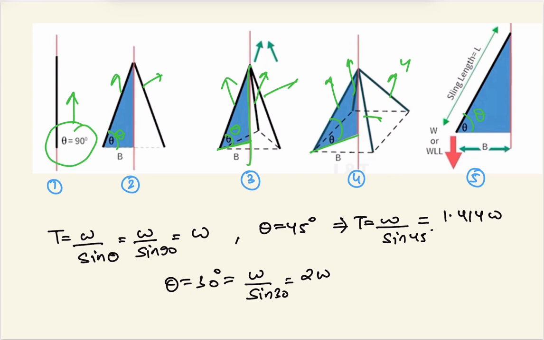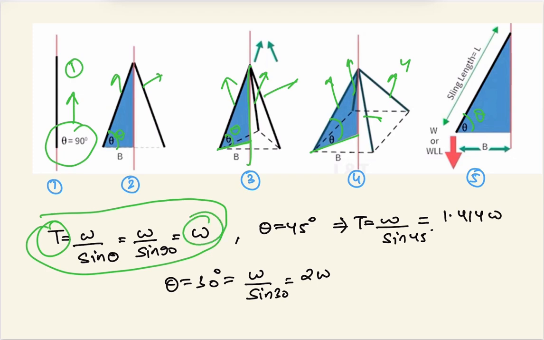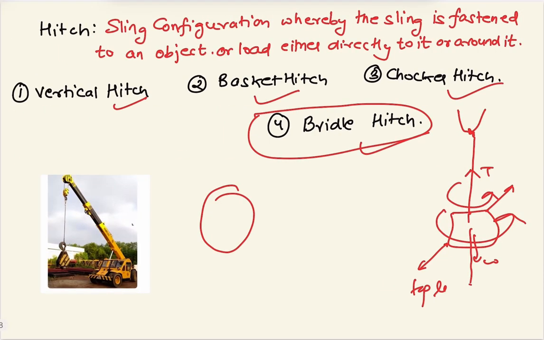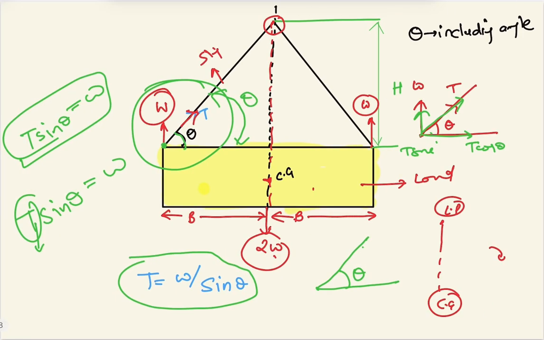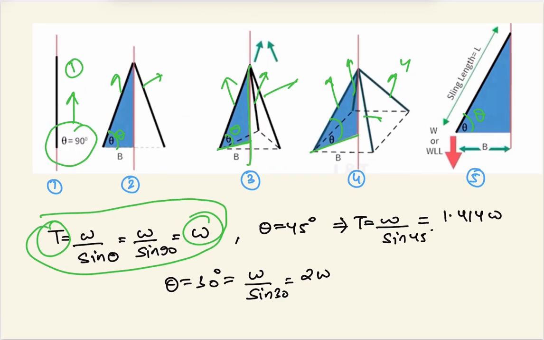Suppose this T, we already found that T is equal to W by sin theta. If theta is 90 degrees, the case when we are lifting using a single sling, then sin 90 will be equal to 1. So the tension is equal to the weight of the load. It is a simple case that we have discussed so far. Here we are lifting, the tension is equal to W. The angle will not have any effect over it.